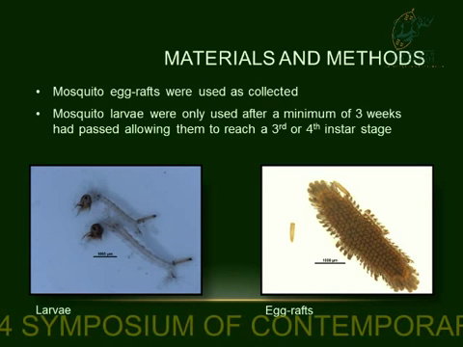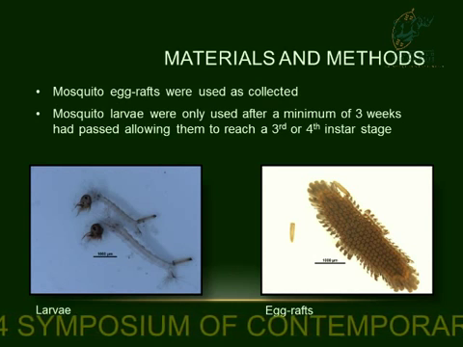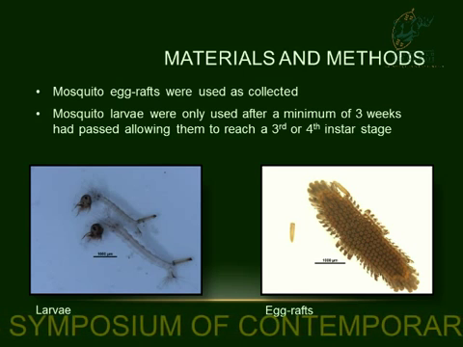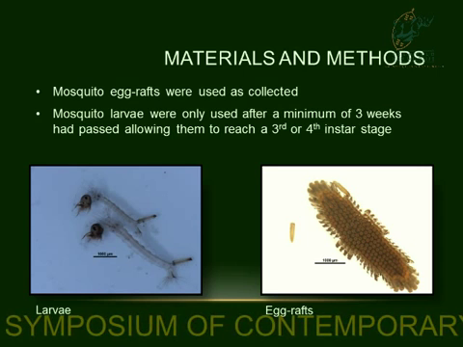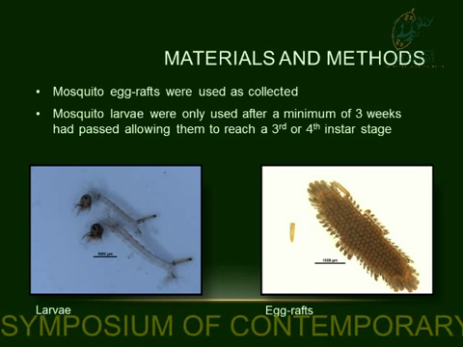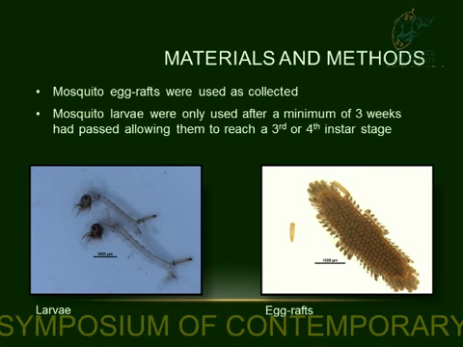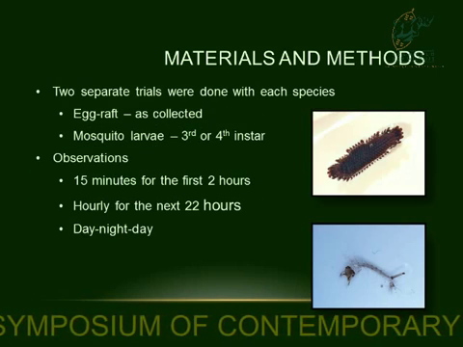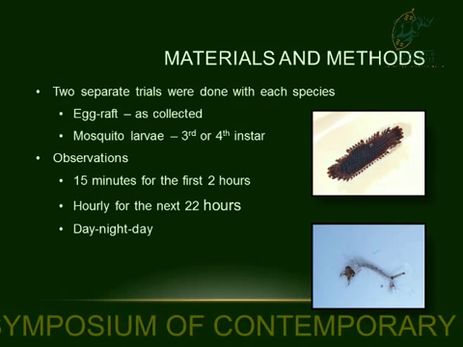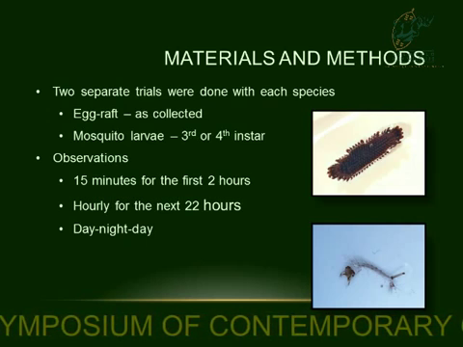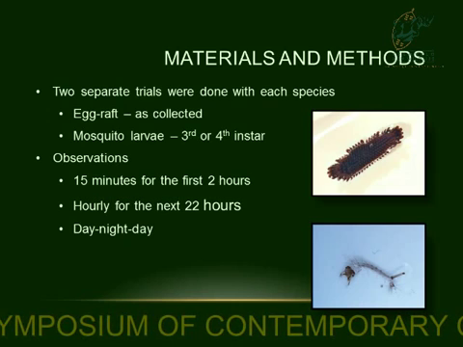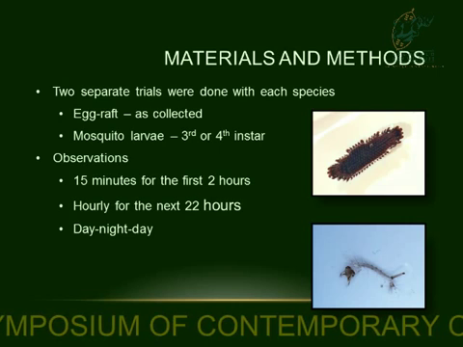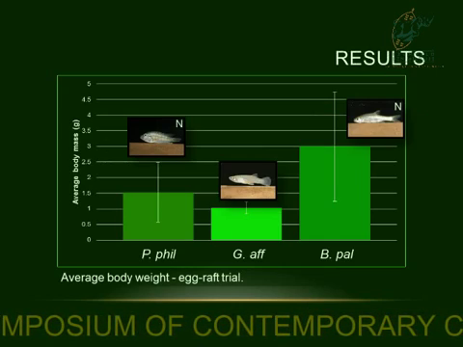Now, this on the right is an example of a mosquito egg raft, while on the left you can see the larvae that were used. Now, the larvae were only used after a minimum of 3 weeks had passed, allowing them to reach a third or fourth instar stage based on their molting times. Now, the observations for the experiment were done in 15-minute intervals for the first 2 hours and for the next 22 hours at hourly intervals. Thus, the total experiment consisted of a day, night, and a day period stretching over 24 hours.